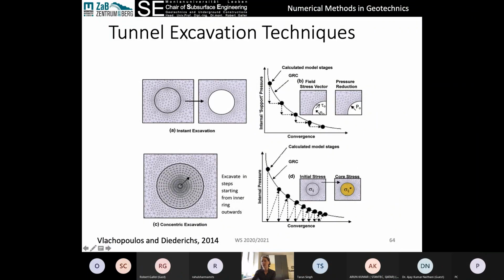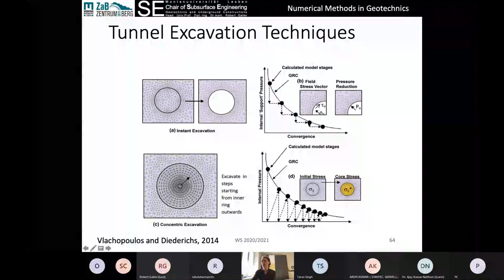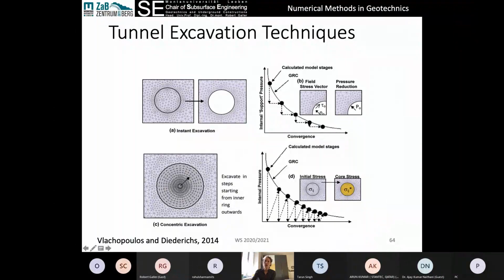And we can slowly decrease the internal support pressure, which is simulating the advancing tunnel, and then compute what the convergence is. And that means that at some point when we're, say, at 70% of the total convergence, we can say this is where we're applying our support. Not over here, somewhere over here. Similarly, another method that we can use is concentric excavation, so cutting out a very small tunnel and then slowly making it bigger, although this isn't common at all.